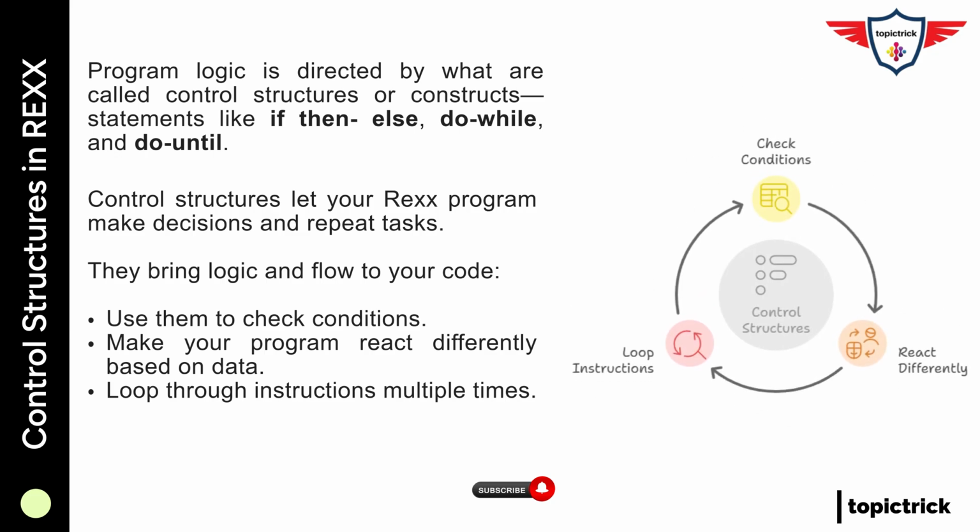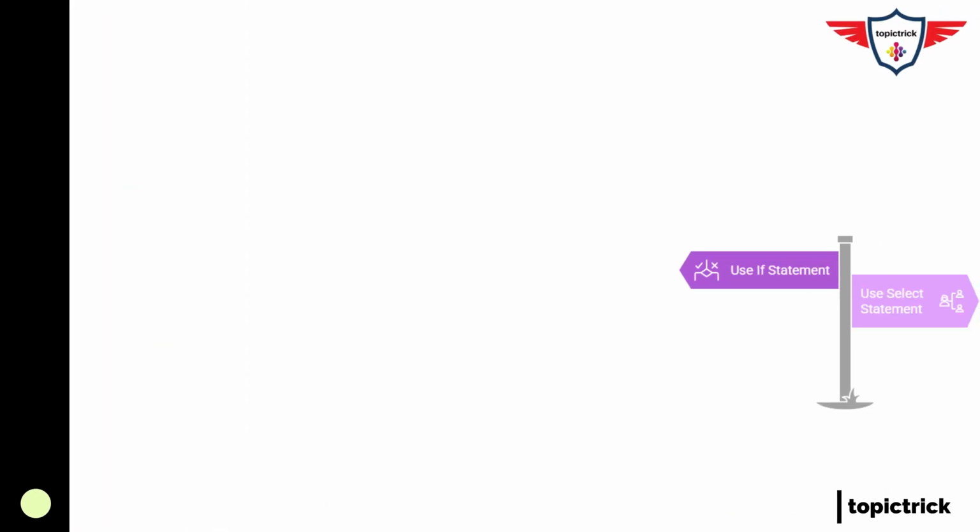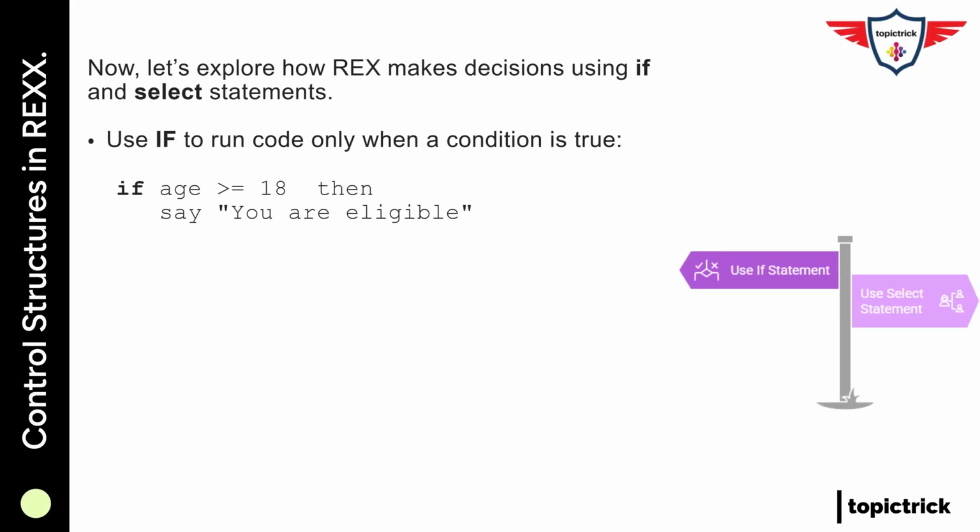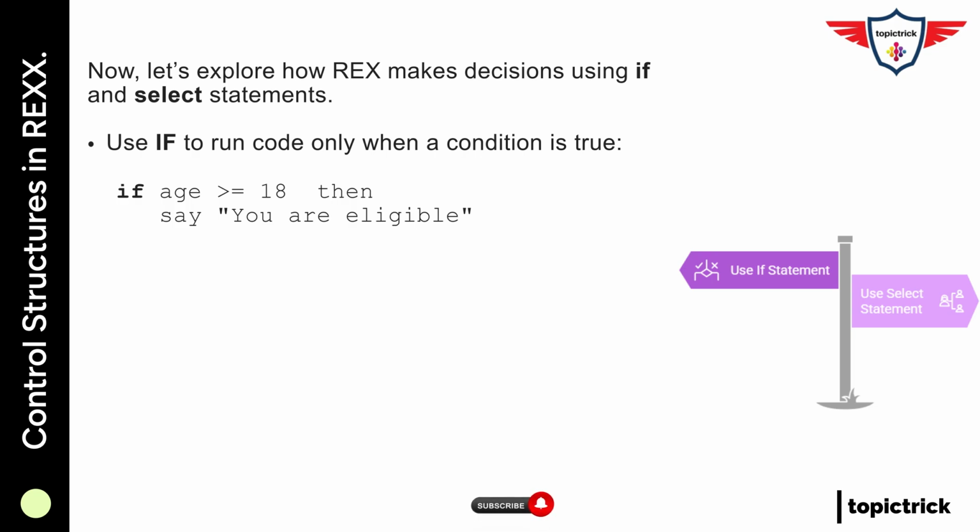Today, we're talking about something every REXX programmer needs to know: control structures. Let's start with the if statement. This lets your program make a decision based on a condition. For example, if age >= 18 then say "you are eligible". So if the value of age is 18 or more, it will print "you are eligible". Otherwise, it just skips that line.